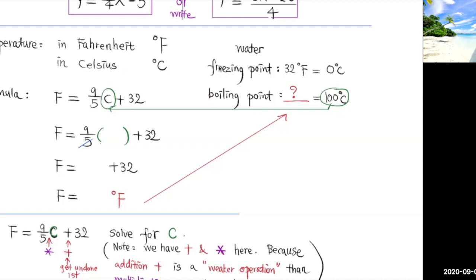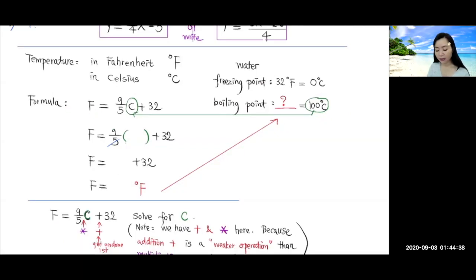Okay, so this is the formula that converts Celsius into Fahrenheit. Now with this formula, we can substitute this Celsius to be 100 degrees Celsius into this C. So let's substitute 100 into C. So 100 over here. Now we want to find out what's the corresponding Fahrenheit here. What's the corresponding temperature in Fahrenheit here?